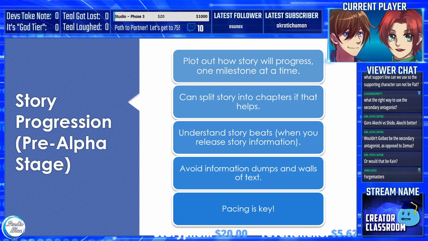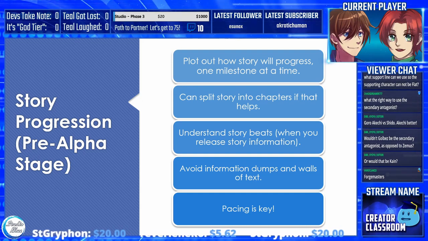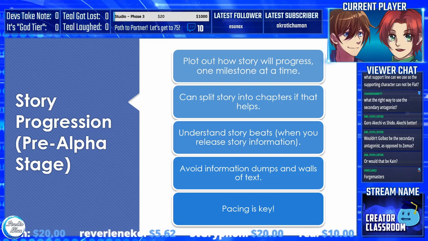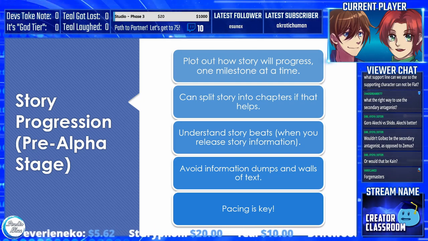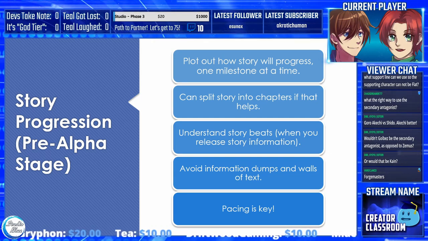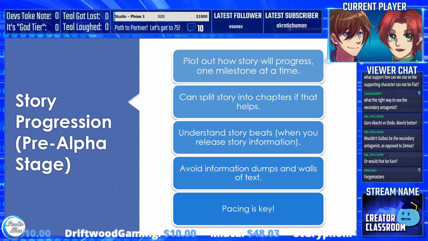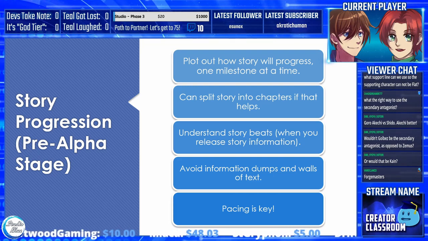Understanding your story beats is important. A story beat is when you release story information. This should primarily come out through dialogue, cinematics, and the environment. Avoid information dumps, even through characters, whenever possible. And always avoid walls of text.